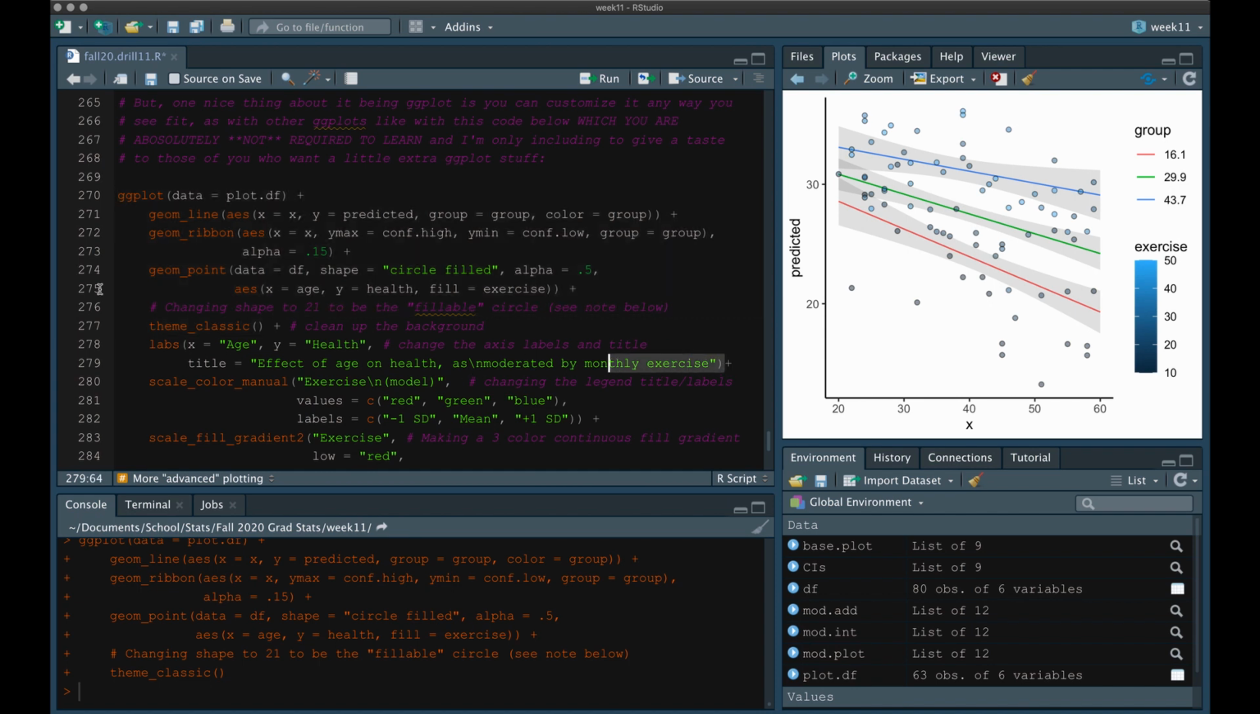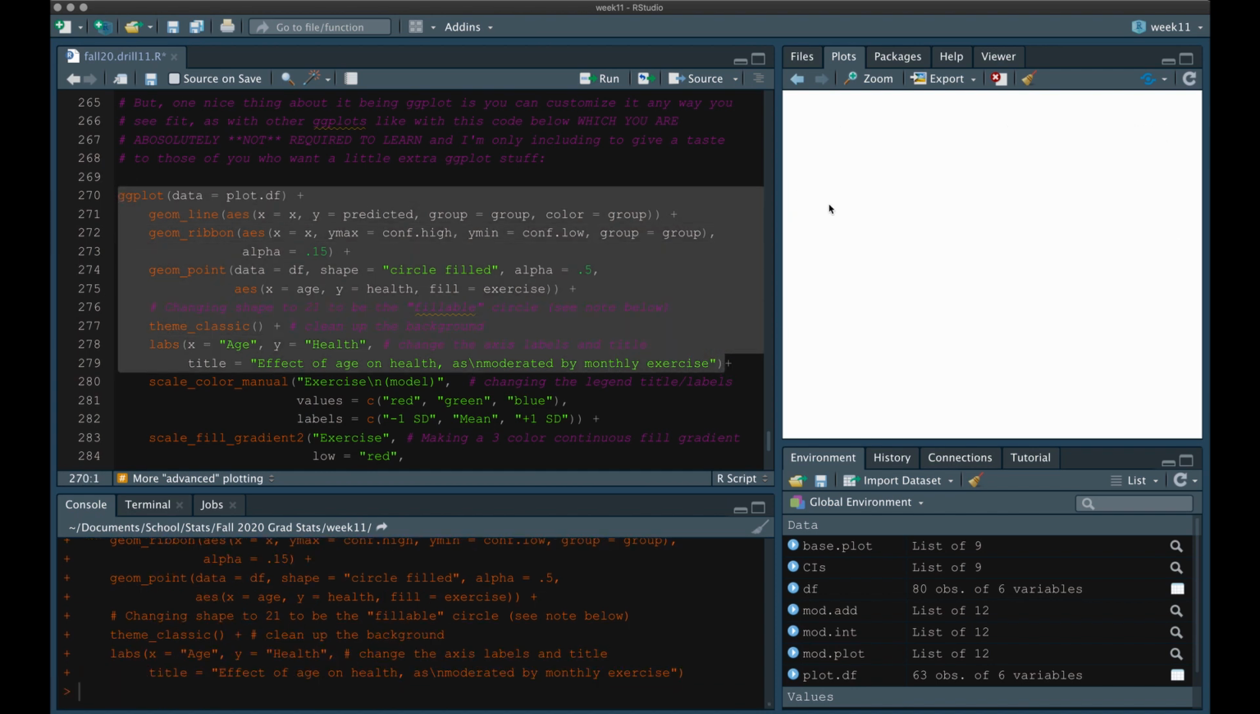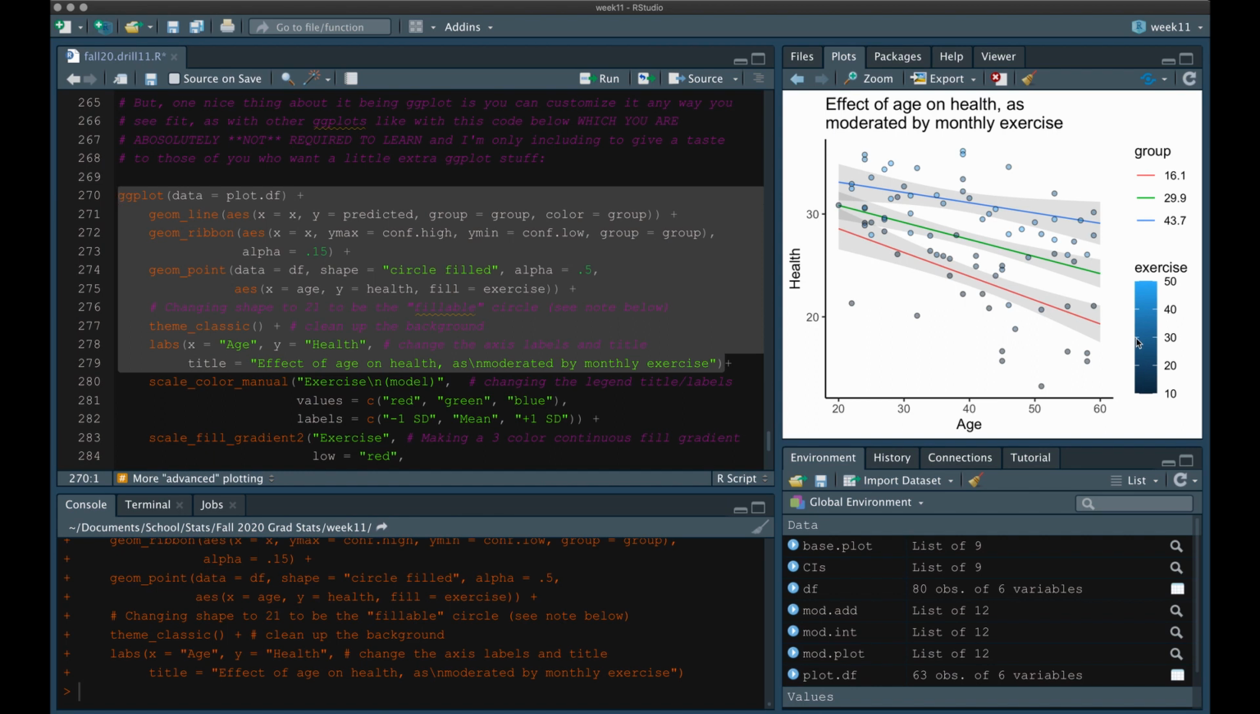For the labels, this is exactly what I'm talking about. No, you should not have to Google how to change your axis labels. It's just the labs. This is just one layer. It's labs, and X equals whatever you want your X to be called, and Y equals whatever you want your Y to be called, and title equals whatever you want your title to be called.